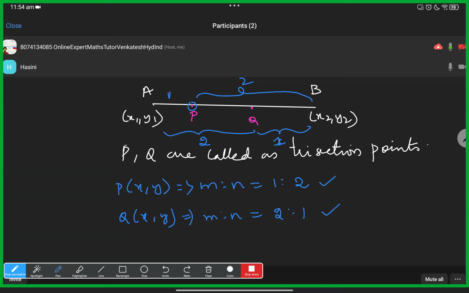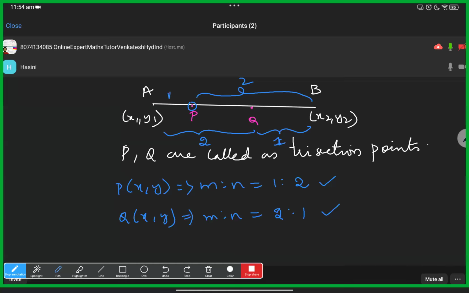Two points will be there. One is P and another is Q. These are the coordinates of the points. They divide the line segment in the ratio 1:2 and 2:1 respectively. So we just need to use the section formula which we wrote before.